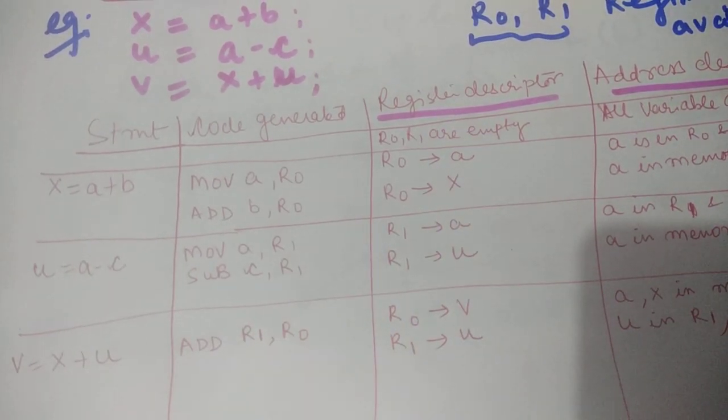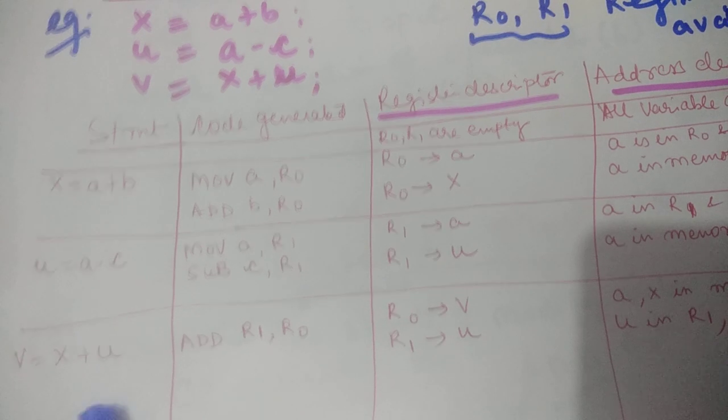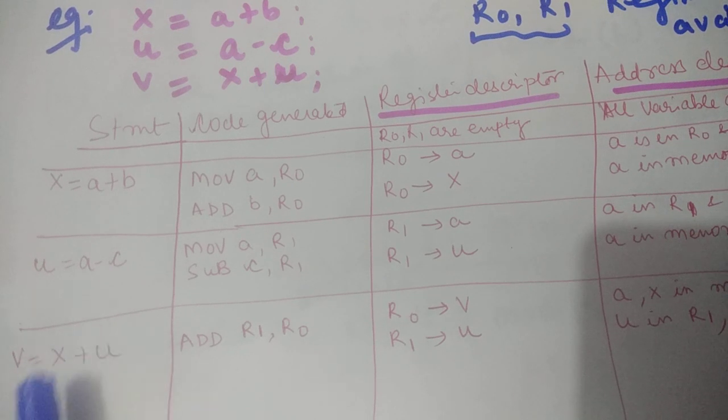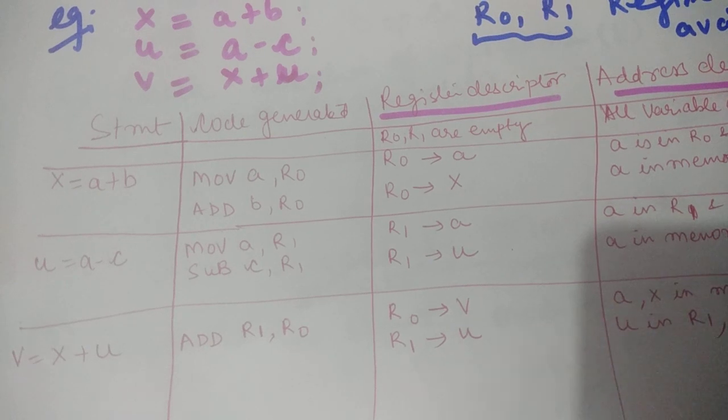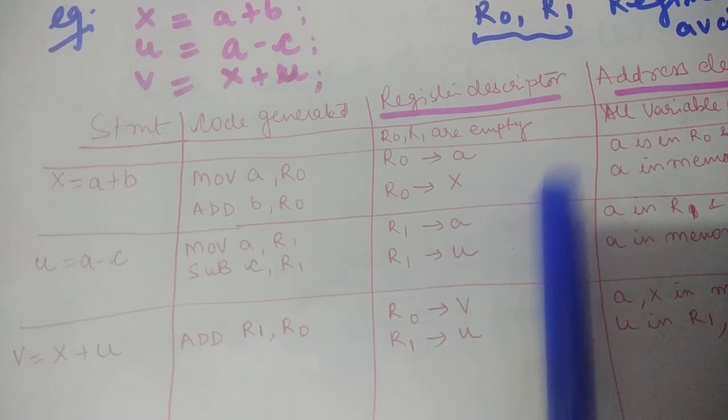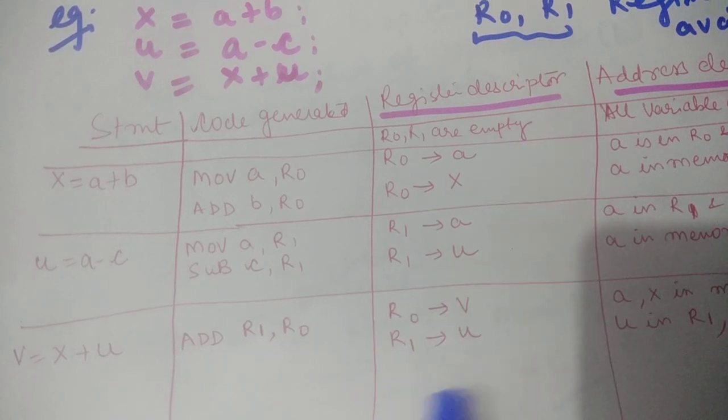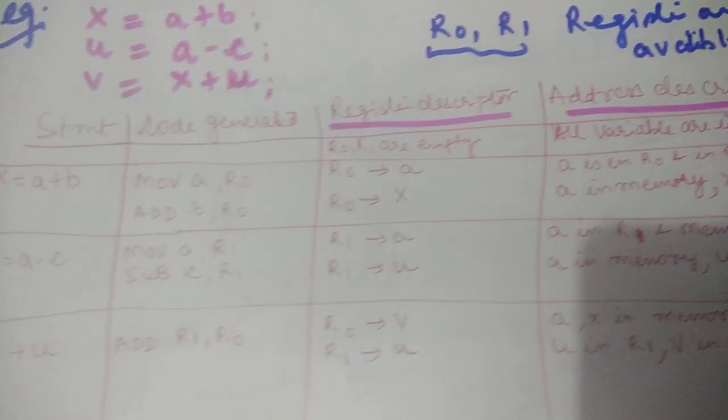So the last statement, V is equal to X plus U. Here the value of X is already present in a register, and U is already present in a register. So firstly, it will confirm with the help of which one? The address descriptor. The address descriptor is telling that both X and U are present in registers. There is no need to transfer them into a register, so we can directly execute add R1 comma R0. After that, we can modify the value of the register descriptor and the address descriptor. Right?